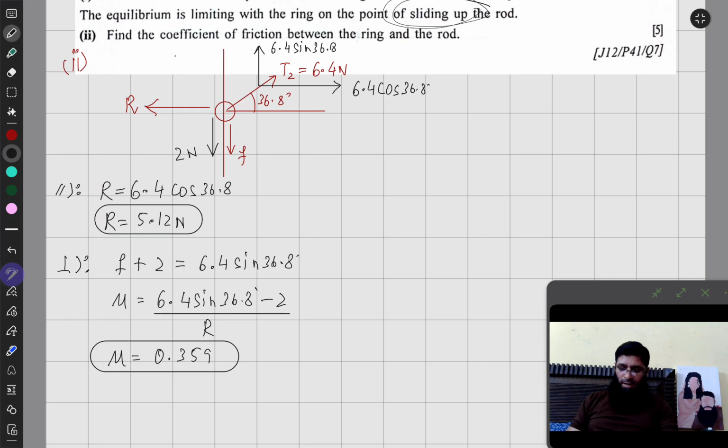So I am ending this video here. In the second video we will solve some practice questions about resultant of forces and direction of forces, and then the inclined plane. Thank you. See you in the second video.